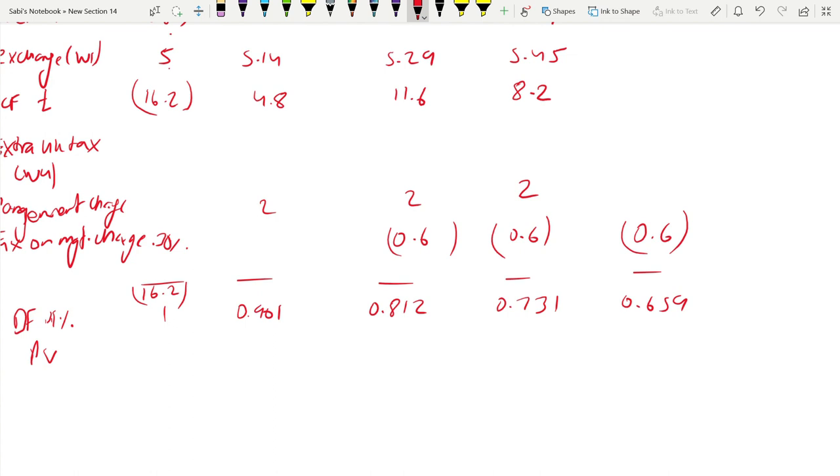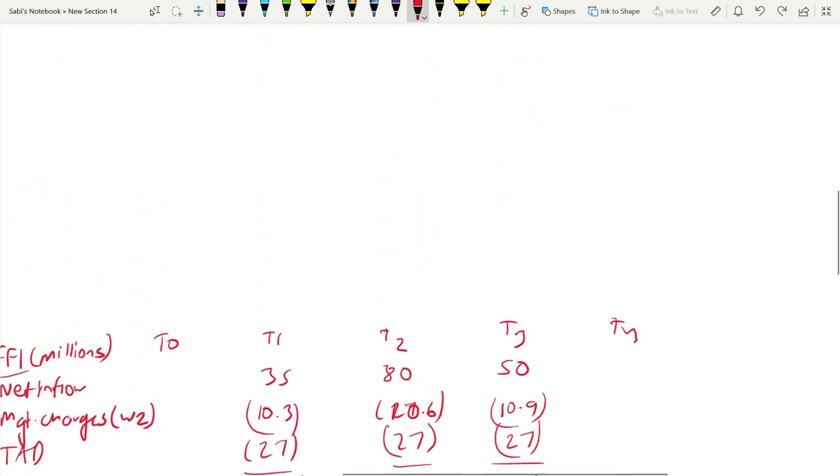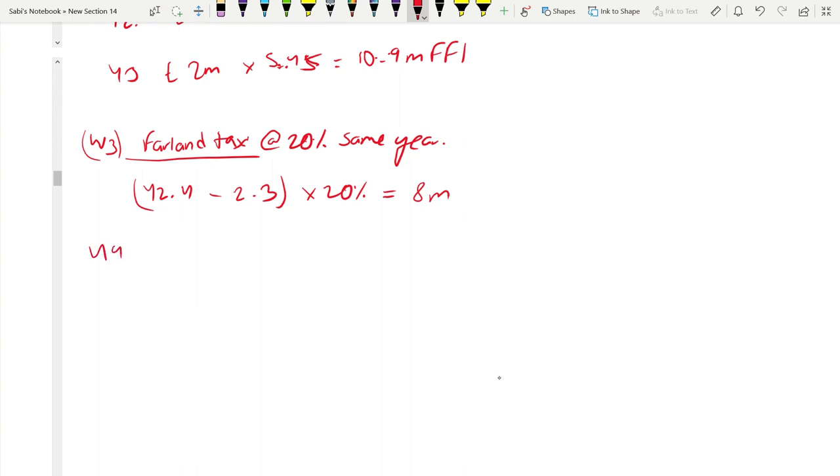Sorry, here. Yeah, 16.2 only. Sorry. Then here, so we'll see. Extra UK tax. Okay, let's go to working for which we have kept the space. Working for UK tax.